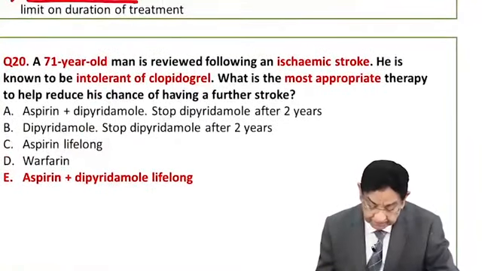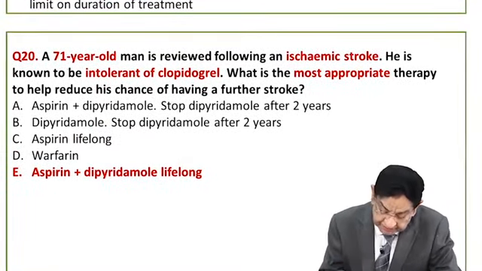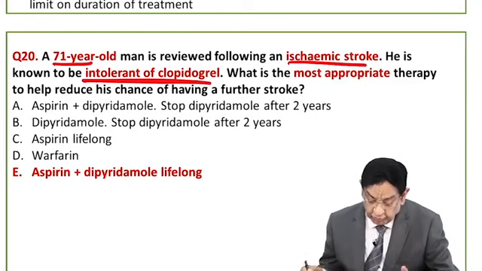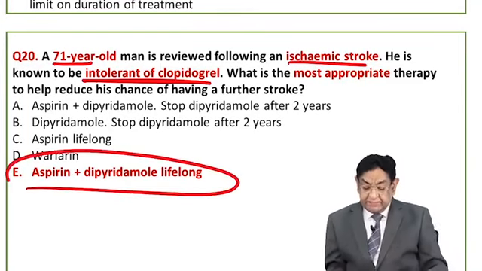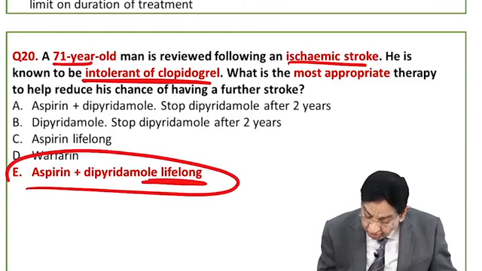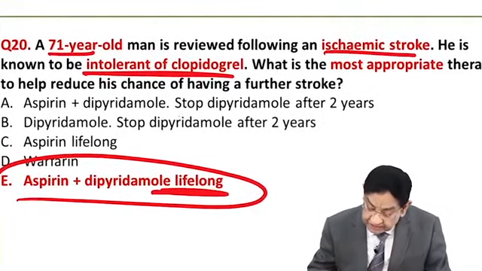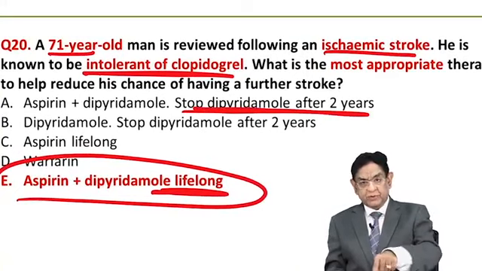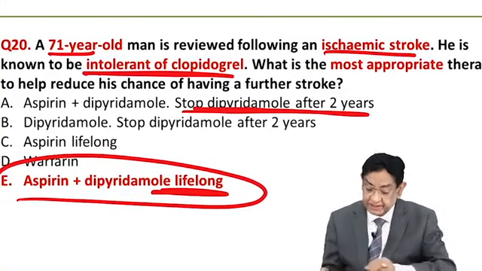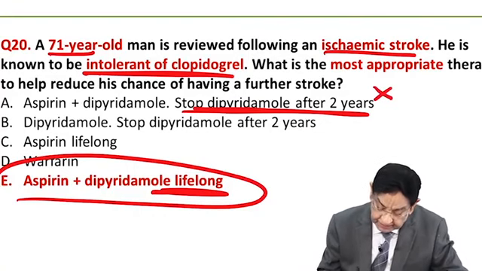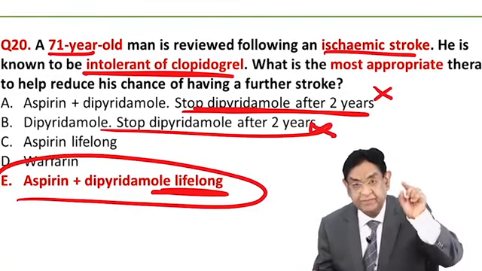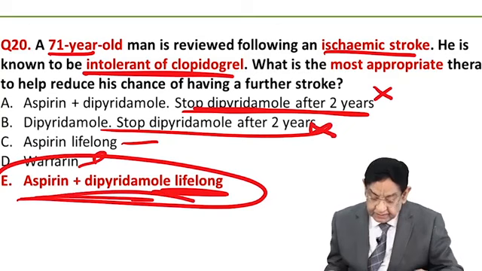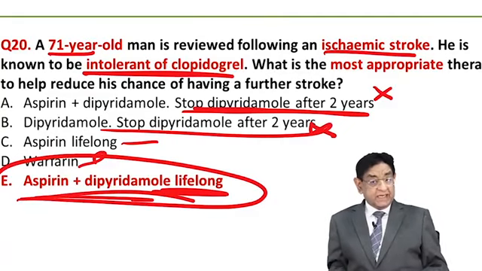With this background, we come to the next question. We got a patient, 71-year-old, ischemic stroke, intolerant to clopidogrel. What next? The answer is aspirin and dipyridamole lifelong. And that stop after 2 years is gone. I don't think I need to discuss more. No need to stop for 2 years. Alone, no. We only give that when the patient cannot tolerate aspirin also. Aspirin lifelong is not the answer. Warfarin, no. Aspirin and dipyridamole are the lifelong answer.